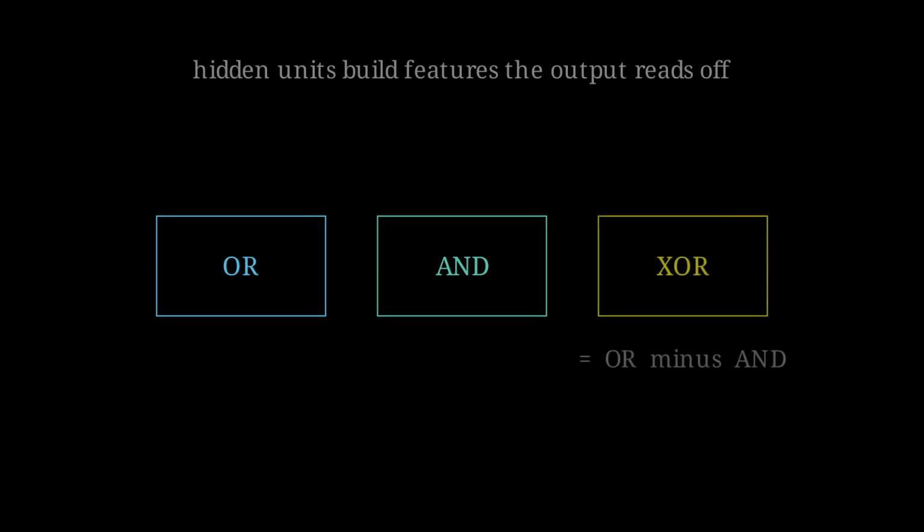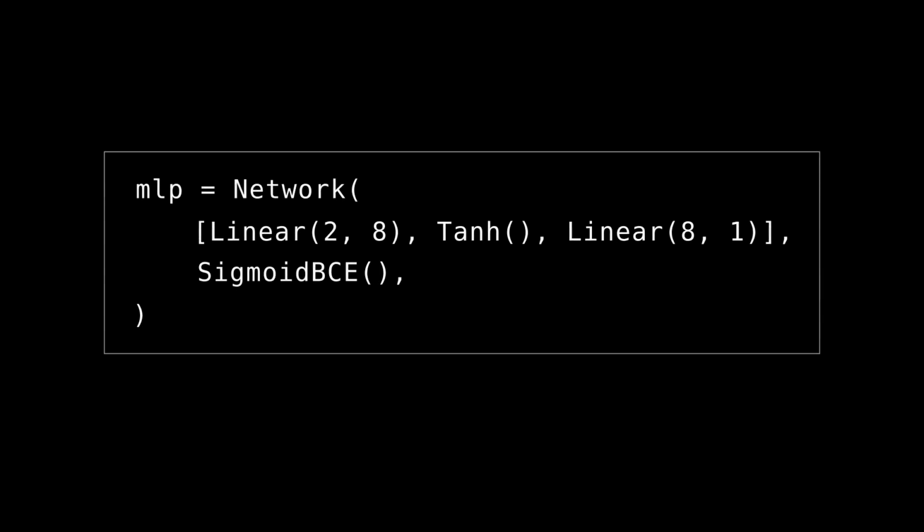An exclusive OR is simply the first of those minus the second, on when at least one input is on, but not when both are. The hidden layer builds features, and the output layer reads the answer off them. So here is the whole multi-layer perceptron, in one line of construction.